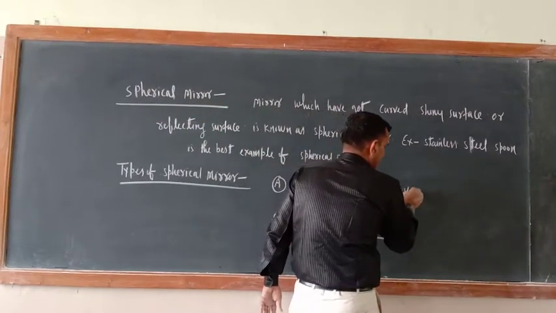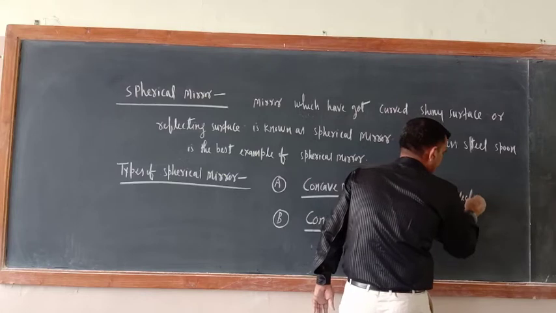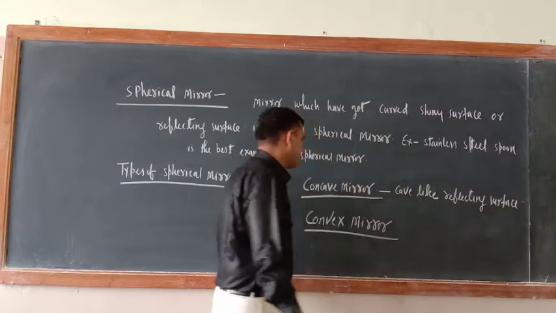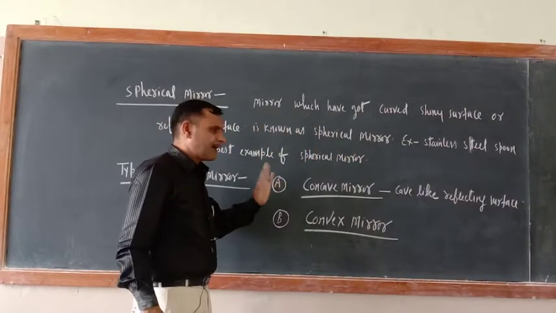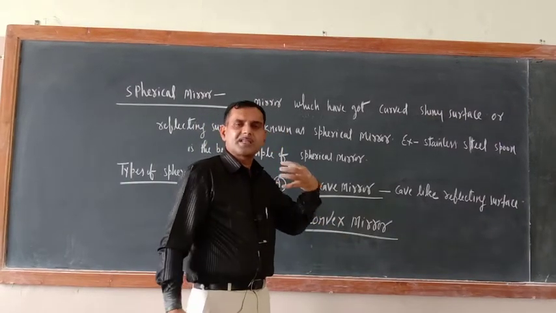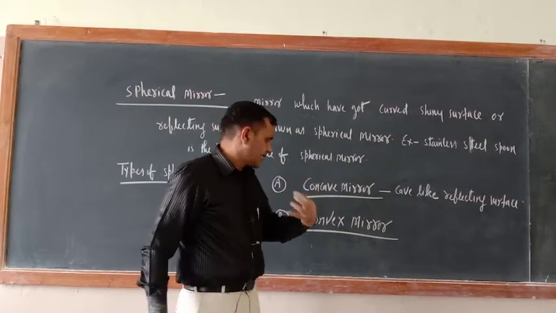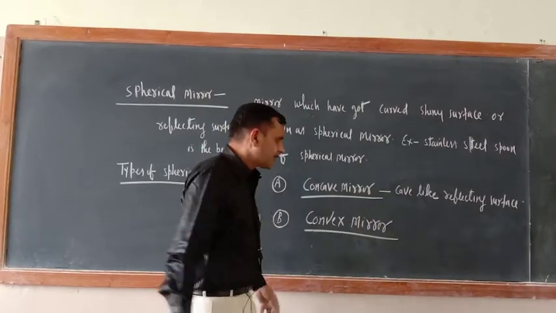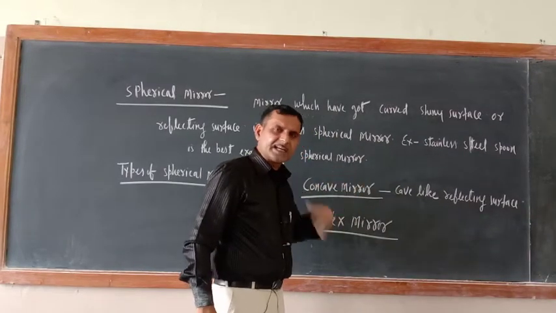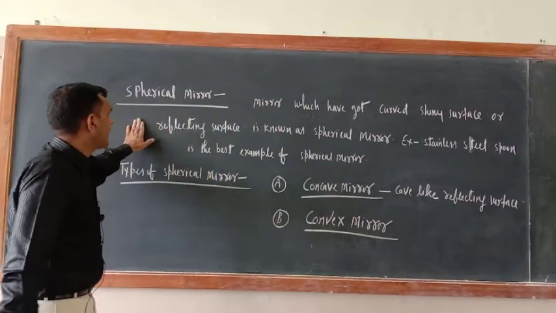What is here? Cave like reflecting surface is there. Cave like reflecting surface is there. That is known as concave mirror. Will make structure also, don't worry. Convex mirror means the portion of the stainless steel spoon which is bulging out, means outer side. That is convex mirror. Okay. So here cave like reflecting surface is not there. Which is bulging out, that is the reflecting surface. Okay. So I hope that you have got the meaning of spherical mirror.